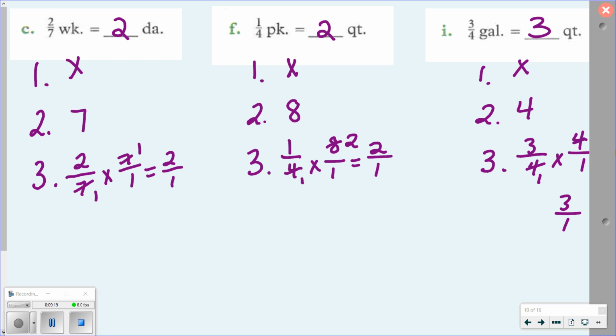And for the last one, let's just get rid of that screen. We have 3/4 of a gallon equals 3 quarts, because there are 4 quarts in a gallon. 3/4 times 4 equals 3.